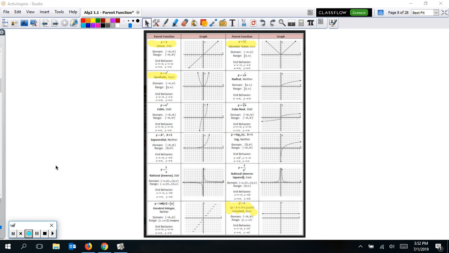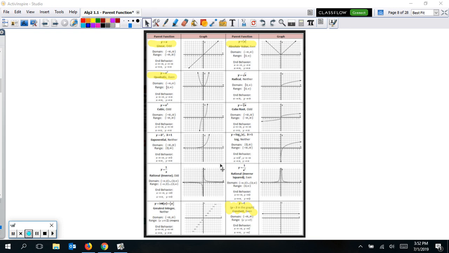Okay, so this is a broad view of all the parent functions that we're going to be looking at in Algebra 2. Now, I highlighted the ones we are going to be doing in this lesson. Everything else is going to be coming further down the road in the next few chapters, even when we get into semester 2. But it gives you the name of the function. So this one's linear, this one's absolute value. It does tell you the equation of that parent function, y equals x, y equals absolute value of x, on this paper.